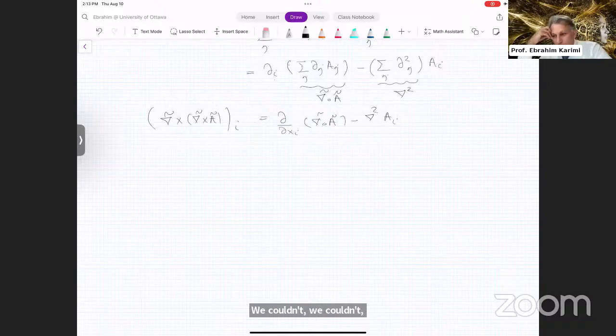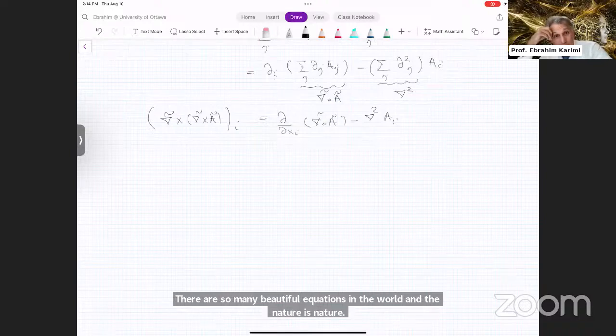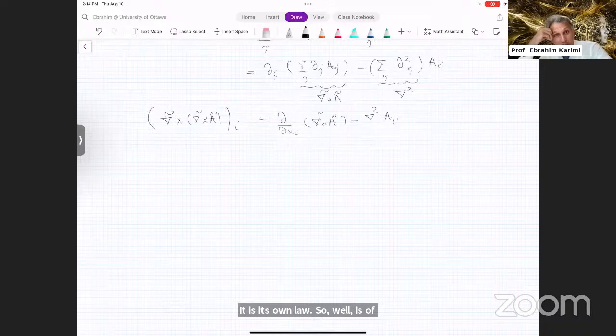Well, let me tell you one thing. Nature is not about your equations. There are so many beautiful equations and theories in the world. Nature is nature. It has its own law. So yes, of course, I agree with you that there are many beautiful equations which modify Maxwell's, and they will tell you also the photon has a mass, and also the monopole exists. But when we look into nature, we didn't find them.